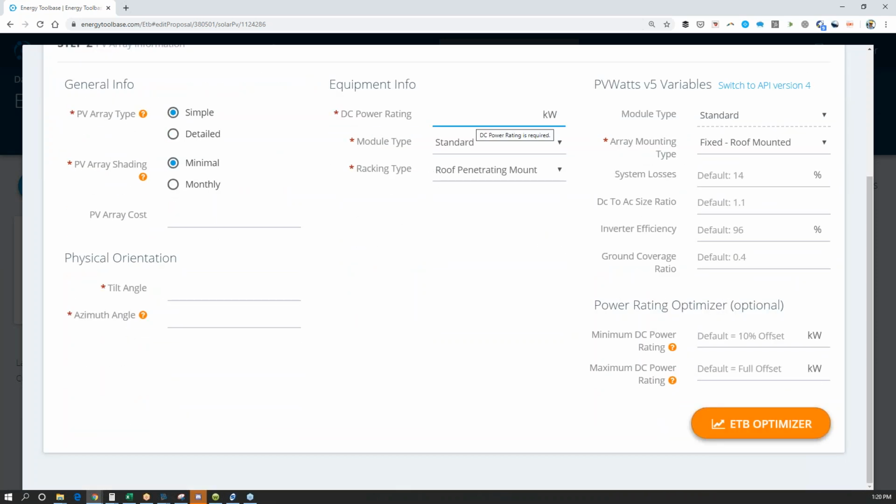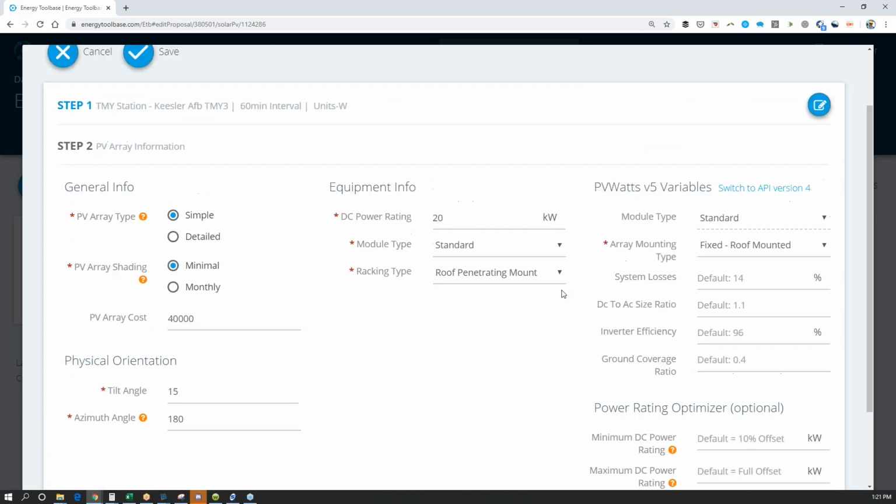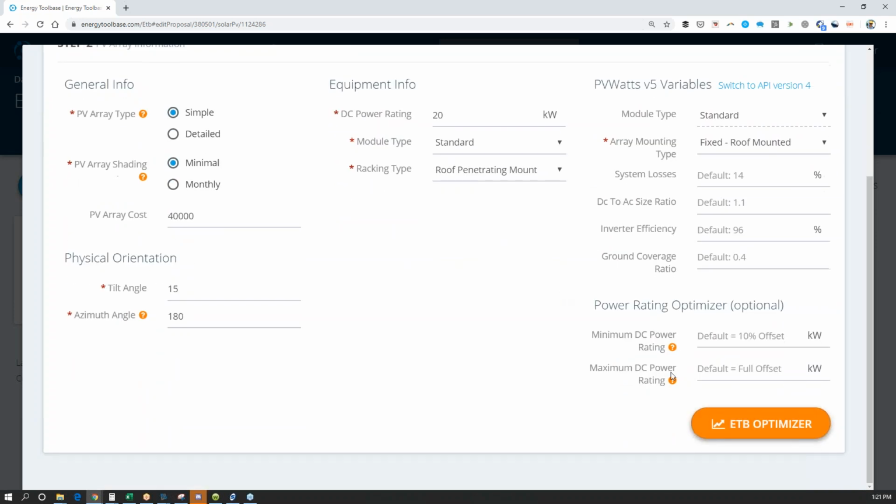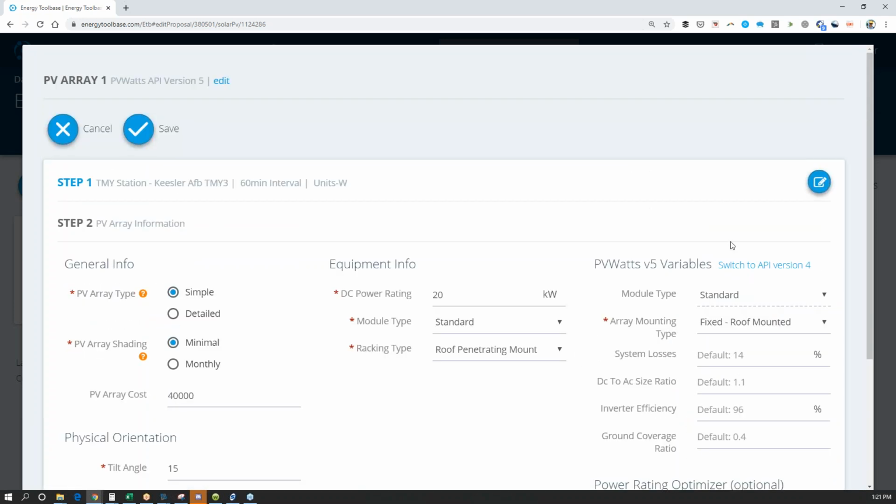And it helps to know some pricing here, but just for grins, let's assume a 20 kilowatt solar array, and let's assume it was installed as part of this project for $2 a watt. That's a $40,000 solar array. And we're going to give it a 15-degree tilt angle and 180-degree south orientation. And so all of this is just sending that data directly to PVWatts. And we'll click save.